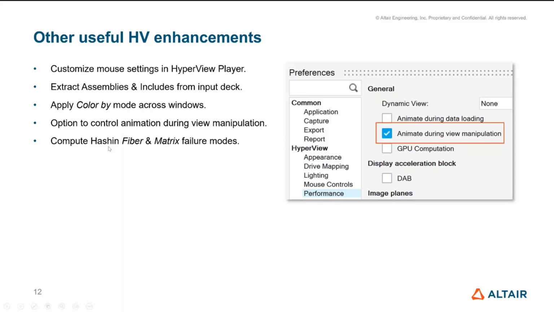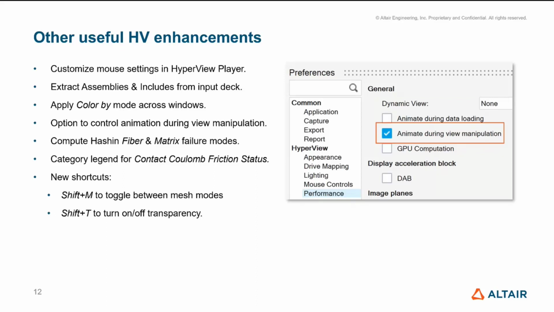Then on the derived result side, we have the Hashin failure theory. We have enhanced it with two new failure modes that you can compute, the fiber and matrix failure modes. And then for the contact Coulomb friction status result coming from OptiStruct, we are going to display a category legend now with the proper contact status labels instead of a numeric legend. So this enhancement follows the work we did for the other contact status results in previous releases, for both Abaqus and OptiStruct. We have added the same option now for this result type also.